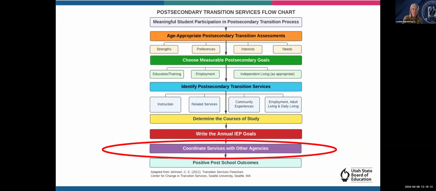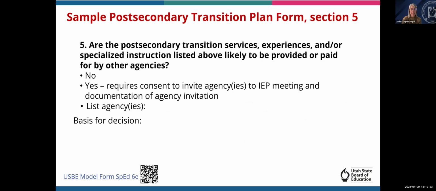And then last, but definitely not least, and we spent a lot of time talking about this last week or the week before, is coordinating services with outside agencies. In terms of what that looks like in the transition plan, this is the question that has to be on the transition plan. It says, are the post-secondary transition services, experiences and or specialized instruction listed above likely to be provided or paid for by other agencies?